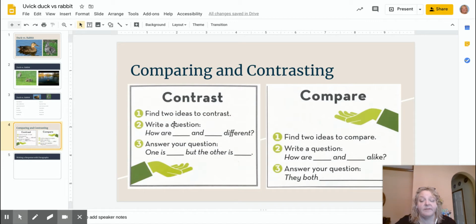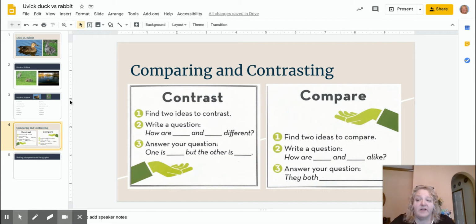We've also done some contrasting already. We've thought about how the rabbit and the duck are different. One can swim, but the other hops. We compare those two things and we contrast them to find out how they are alike and how they're different.